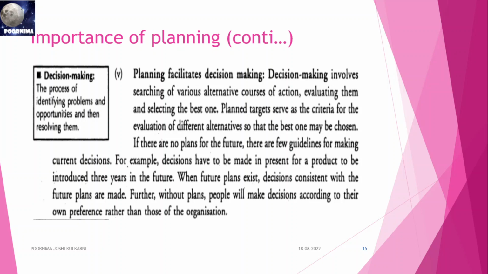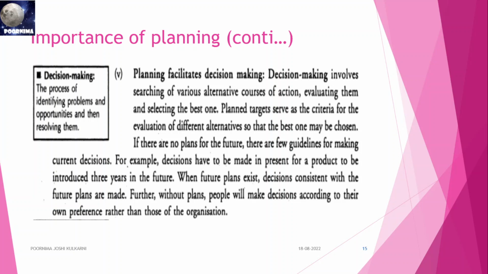So, planning facilitates decision making. Decision making involves searching various alternative courses of action, evaluating them, and selecting the best. Planned targets serve as a criterion for the evaluation of different alternatives so that the best one may be chosen. If there is no plan for the future, there are few guidelines for making current decisions. If you don't have planning, you don't have alternative ideas or data, then it will be very difficult for you to decide.